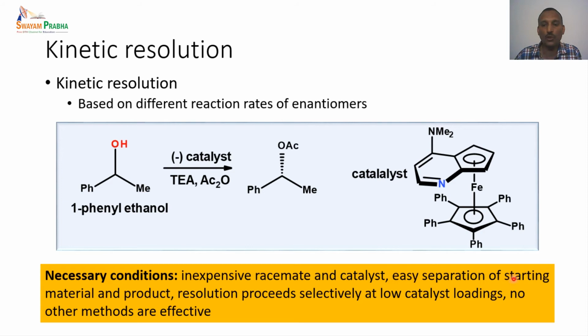And it should be easy to separate the starting material and the product. In this particular case, we have an alcohol and we have an acetate. So this is an ester, this is an alcohol. These esters are basically less polar compared to alcohols, so column chromatography can separate them very easily. So that means it is possible to separate the starting material and the product.